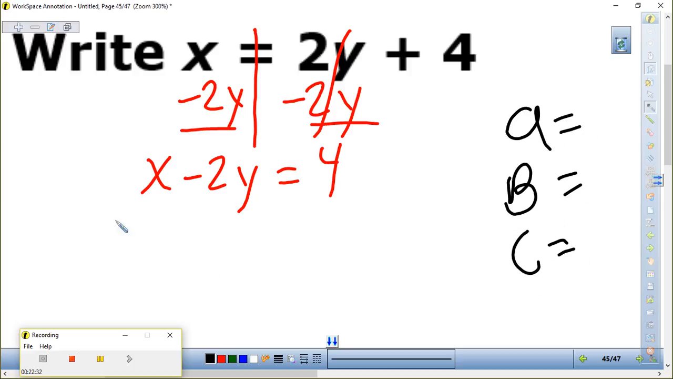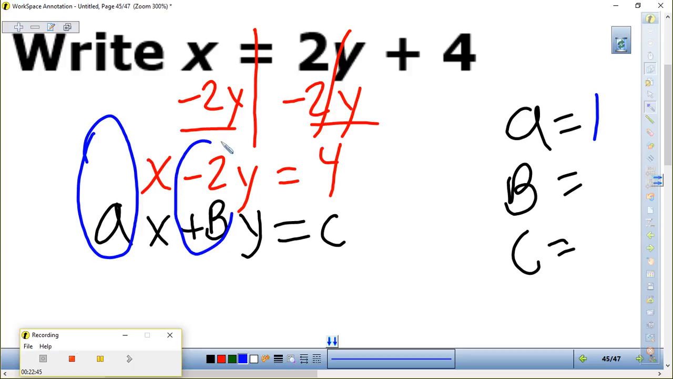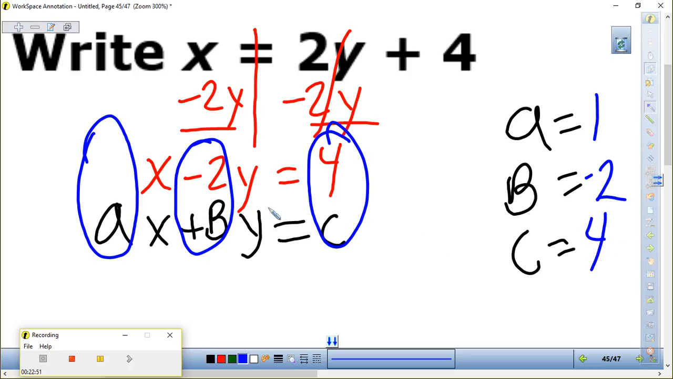All right, so now let's identify what A is, B is, and C is. Watch. I'm going to write AX plus BY equals C. What is A? 1. What is B? Negative 2. And what is C? 4. And that's how you do these. Standard form and identify A, B, and C.